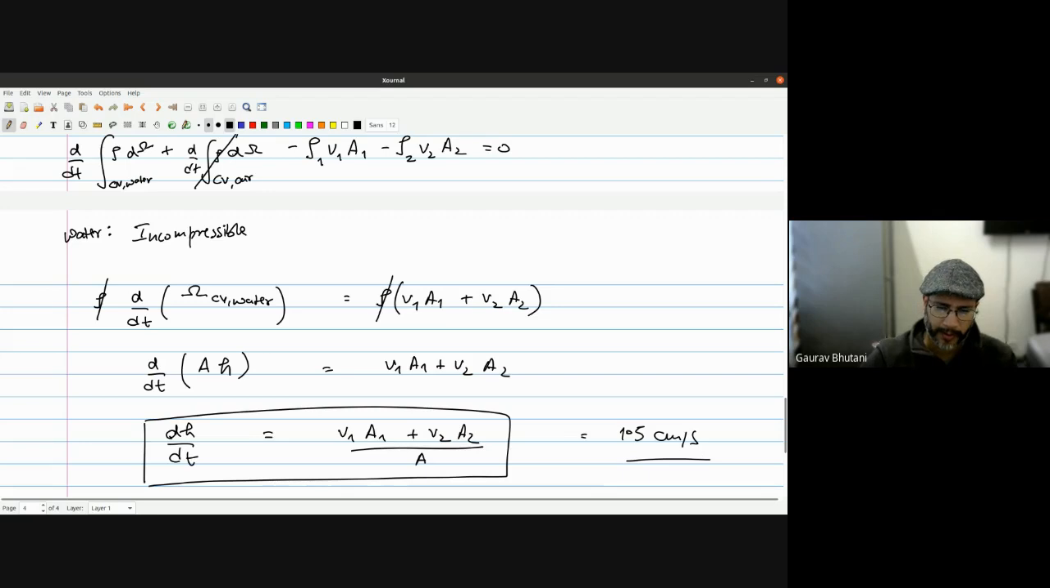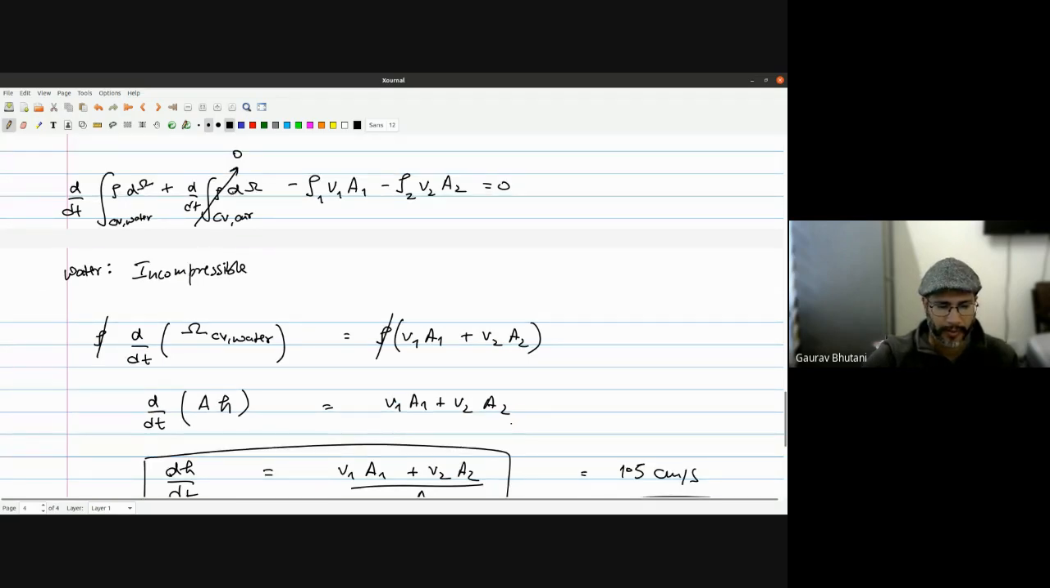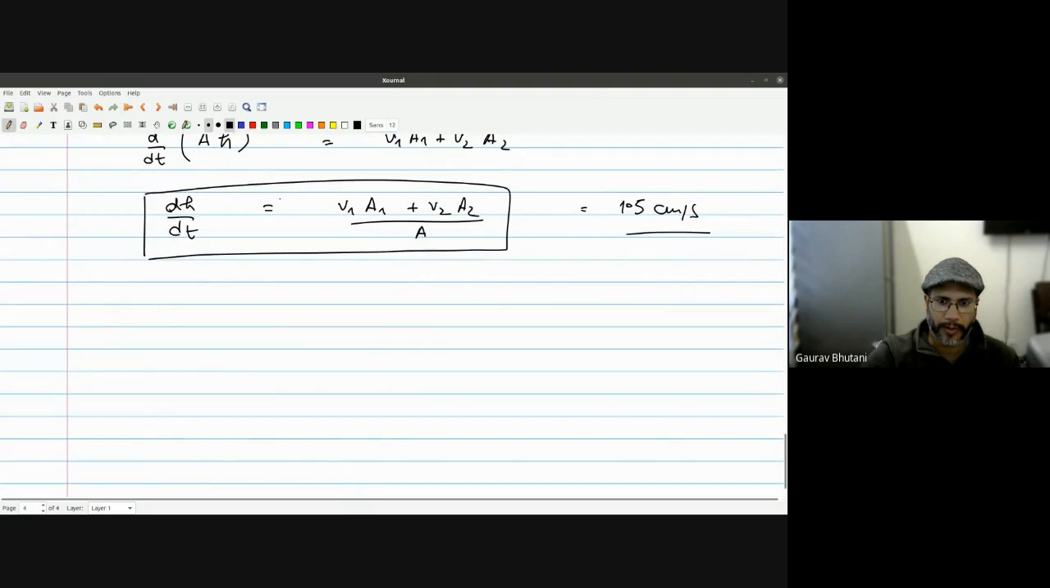So in this problem, you should be clear with how we applied the transport theorem in this case. So if you have any questions at any step, feel free to clarify. Okay. So if there's no question, then we'll move on.